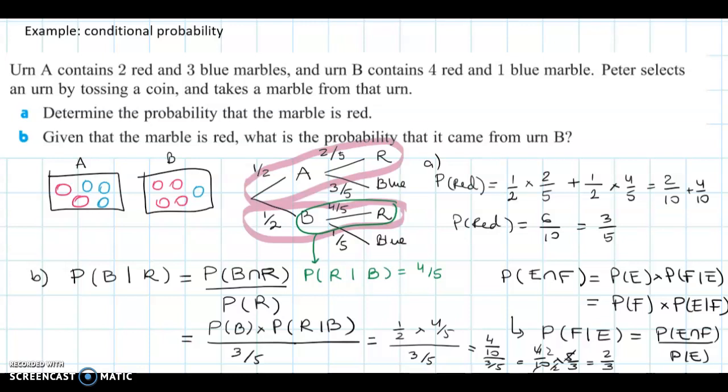So I'm saying that if we know that the marble is red, the probability that it comes from B is 2 over 3. And that makes sense with our intuition, because we can see that in B there are double as many red marbles as there are in A. So it makes sense to say that the probability of coming from B is 2 over 3.